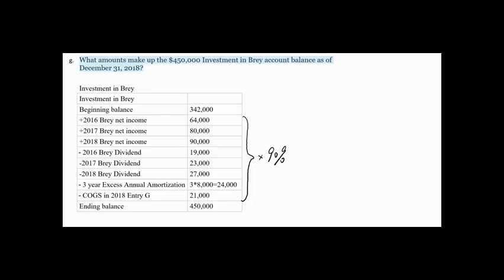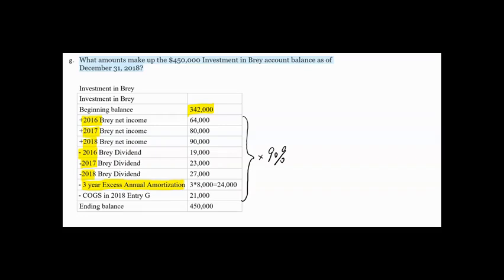So for this question, the beginning balance of the investment account is 340,000. That's the balance at the beginning of 2016, and then we add all of Bray's reported net income over the 3 years, from 2016 to 2018. We also know that Bray pays dividends every year. We need to subtract the dividends as well, and also adjust for the 3-year excess annual amortization. So far it's the same as what we did in prior chapters.